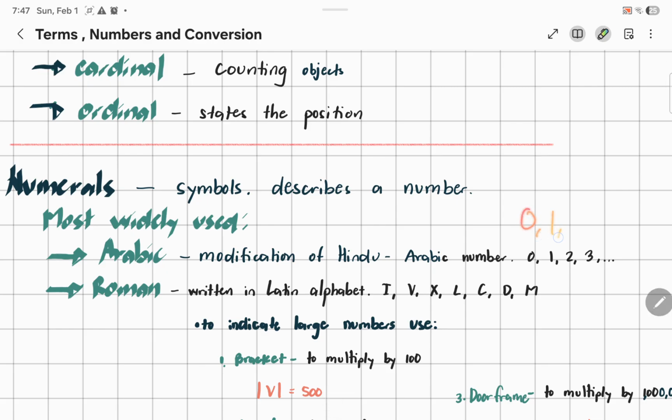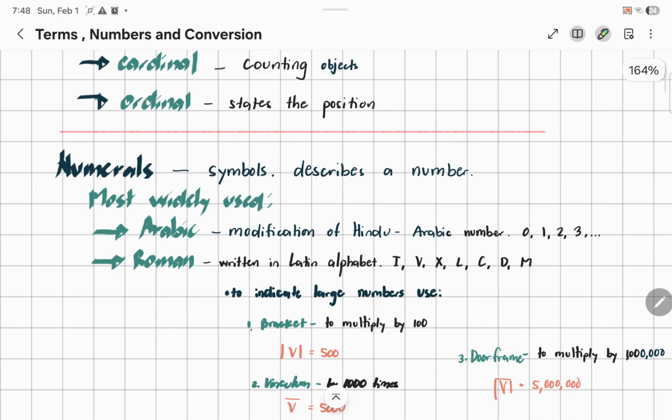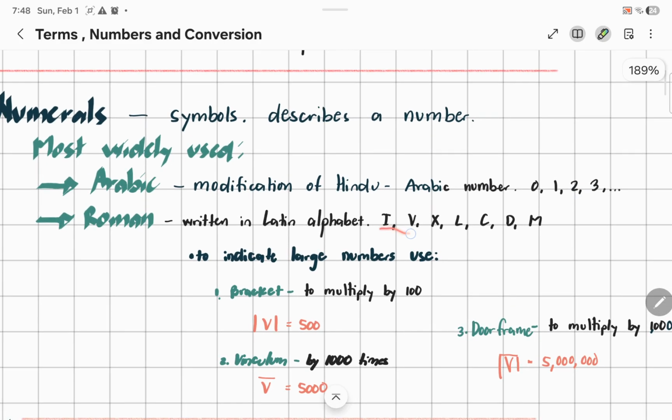So just like this symbol, we immediately know that this symbol refers to 1, this refers to 2, and this refers to 3. Next we have the Roman numerals. These are written in the Latin alphabet. The Roman numerals refer to 1, 5, 10, 50, 100, 500, and then 1000.